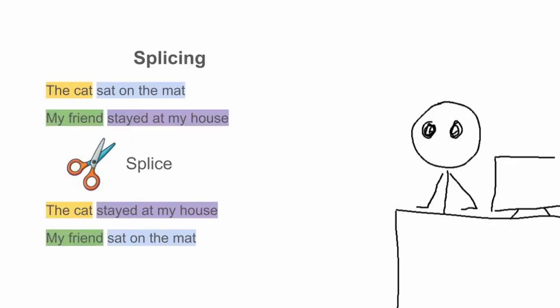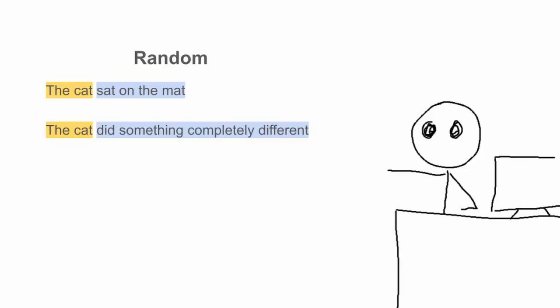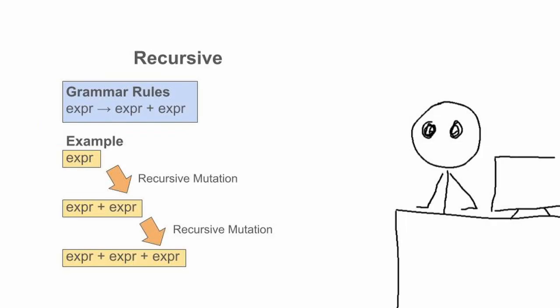One is a splice, which will simply combine two different walks. A random mutation will choose a point and then regenerate the entire rest of the walk. And then a random recursion would repeat recursive subwalks. For example, if an expression can be equal to an expression plus another expression, this would be a recursive subwalk.